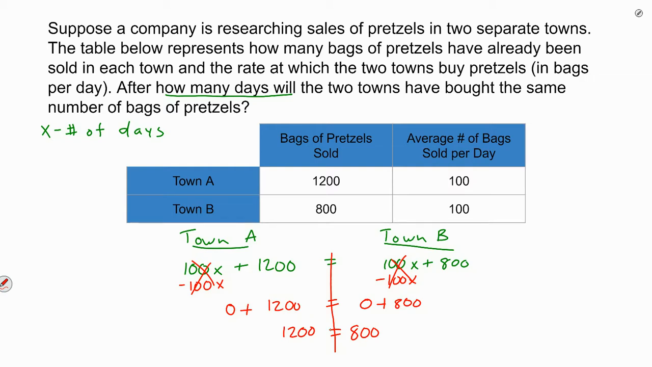Look at how many they start with. Town A starts with 1,200. Town B starts with 800. But how many do they sell per day? They both buy 100 bags per day. One town isn't buying faster than another, so they are going to constantly have a gap between them. Since they're buying at the same rate, this town will always have more if they continue at the same rate because they're gaining the same amount every single day. So if we're using that logic, these two towns will never be the same.